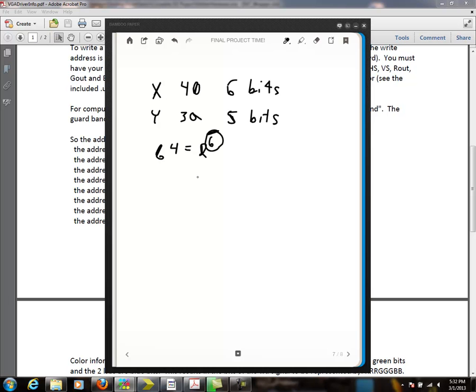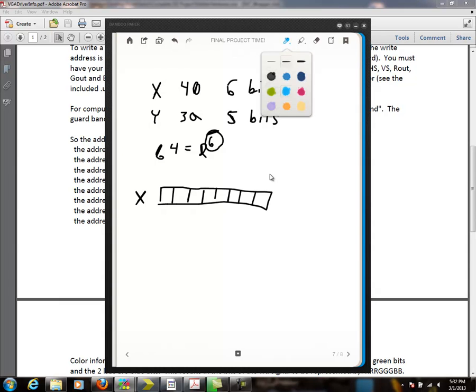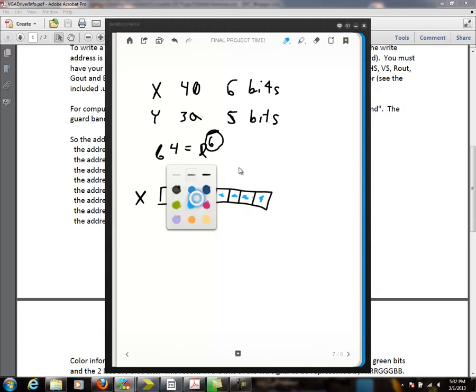Alright, so let's say we have a register. And remember, our registers are 8 bits. So we're going to have a register to hold our X coordinate. It's going to be 8 bits: 1, 2, 3, 4, 5, 6, 7, 8. So we have 8 bits to hold our X value. And remember, we have 6 bits that this is going to take up. So I'm just going to draw in that it's being used using 6 of these bits, and the upper two don't matter.